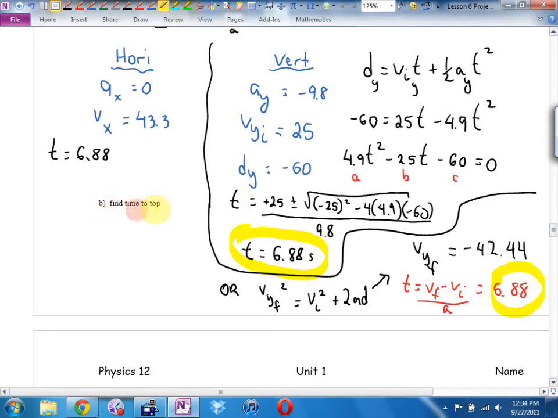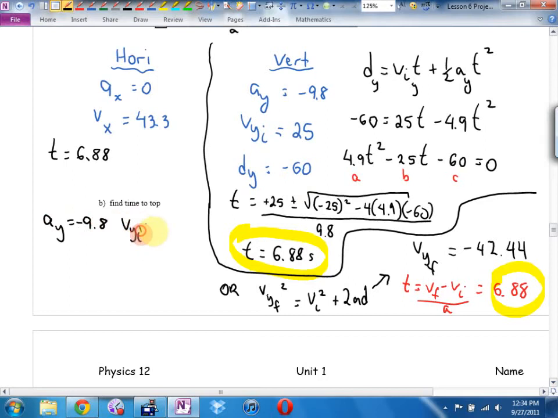Spencer, what was the last word you said? The word top, would that imply vertical or horizontal here, do you think? I think we're going to tackle this vertically as well. We have our vertical data listed here, A, VI, and D. I know one more thing. Oh, I don't know D, actually. D is where I ended up at the top. I don't know how high I am. Right now, I know AY is negative 9.8, and VY initial is 25.